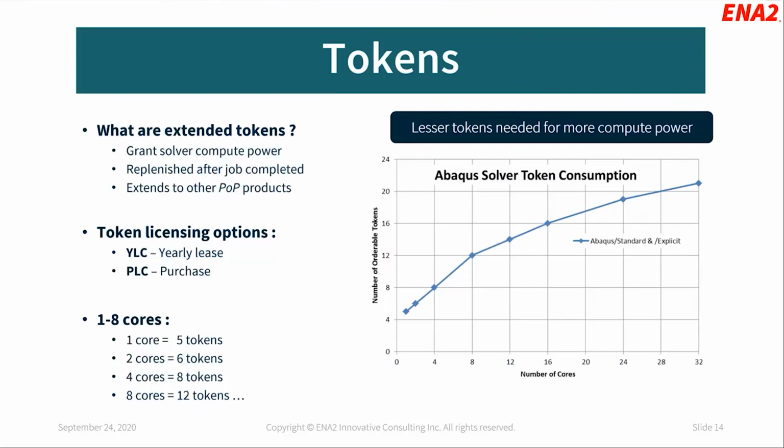It's very important to look at the graph on the right. As you can see, initially the graph tends to be linear. However, it approaches a plateau kind of situation as you keep going for higher and higher cores. So this basically implies that as you keep increasing your cores, you're not really paying a lot more for the tokens, and therefore fewer tokens are required for you to solve simulations that demand more computational power, making it very beneficial for the user.